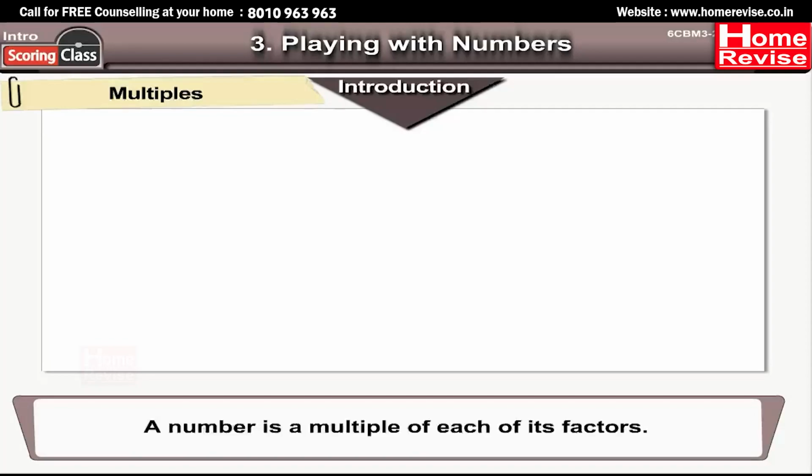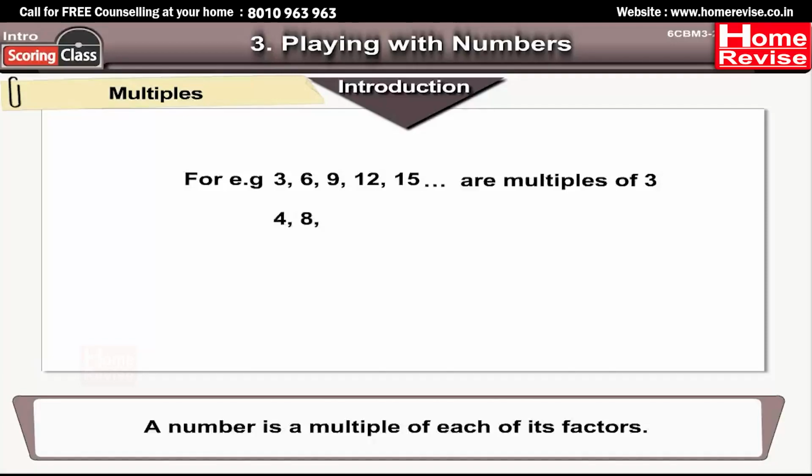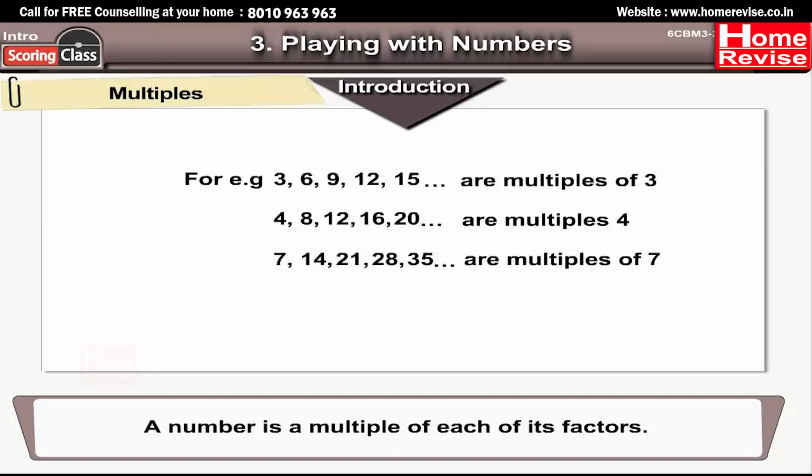Multiples. A number is a multiple of each of its factors. For example, 3, 6, 9, 12, 15, etc. are multiples of 3. 4, 8, 12, 16, 20 and so on are the multiples of 4, and similarly 7, 14, 21, 28, 35 and so on are the multiples of 7. I'm sure you've understood. Let's move ahead.